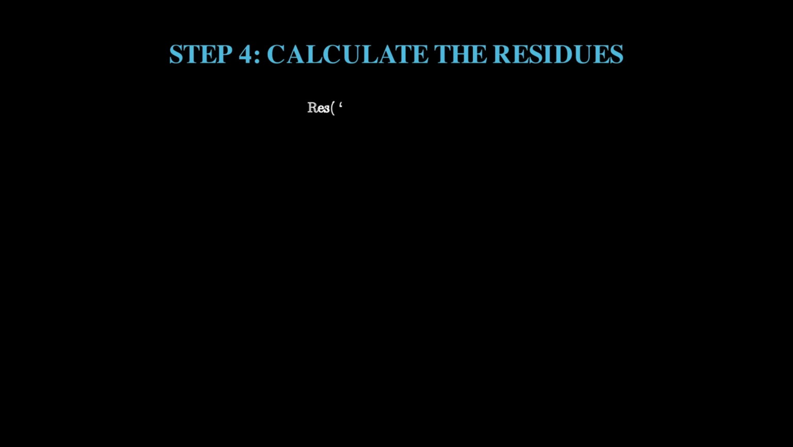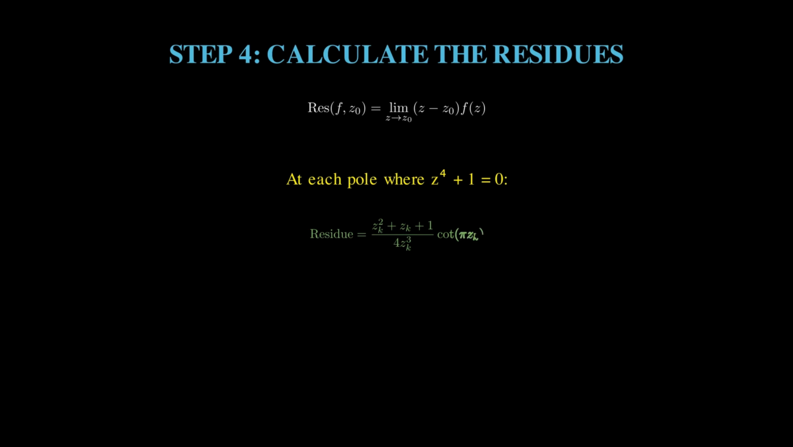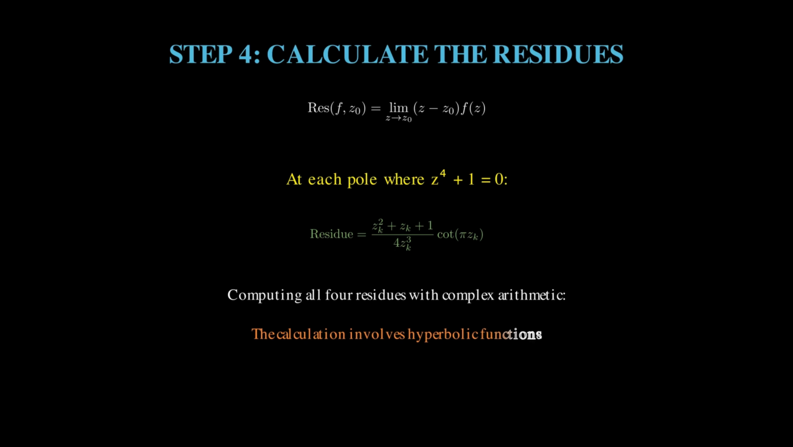Step 4. Computing the residues. For a simple pole at z equals zk, the residue of our function is the limit as z approaches zk of (z minus zk) times our function. Since zk is a simple pole of z fourth plus 1, we can use the formula: residue equals (zk squared plus zk plus 1) divided by the derivative of z fourth plus 1 at zk, which is 4 zk cubed, times cotangent of pi zk.